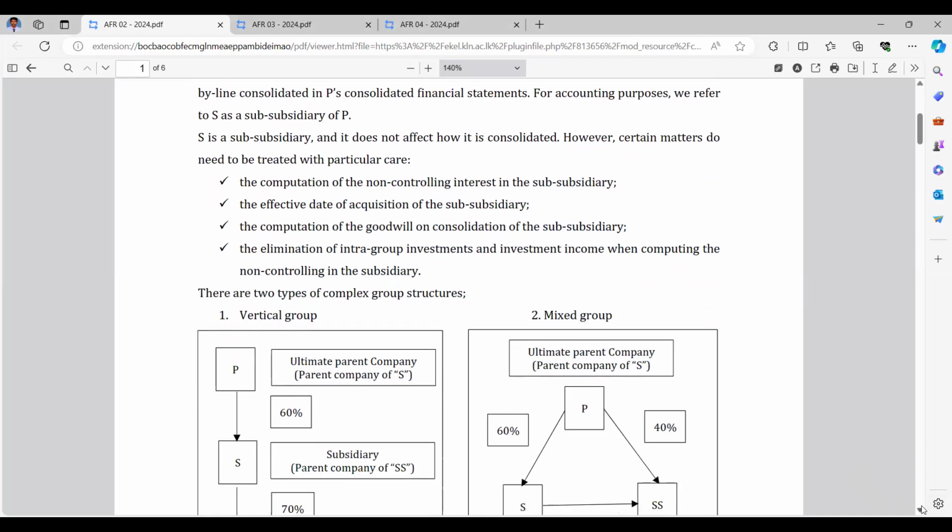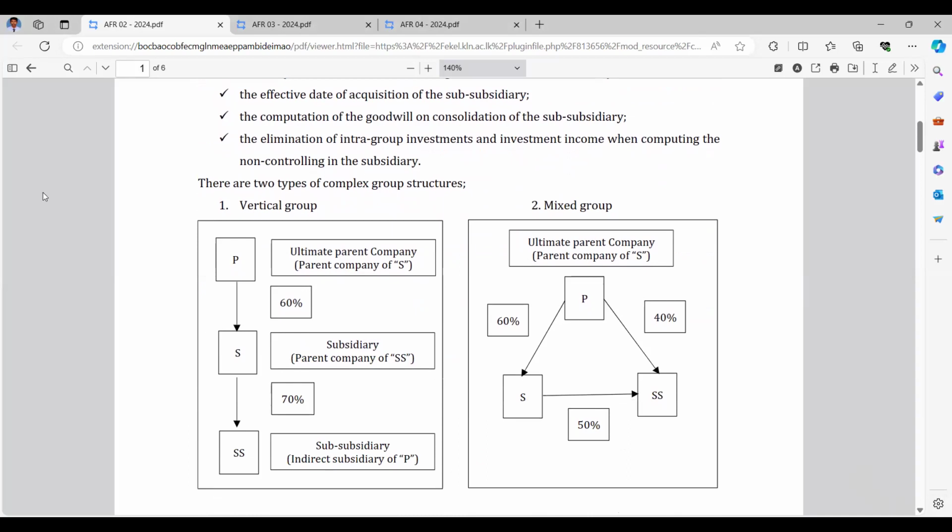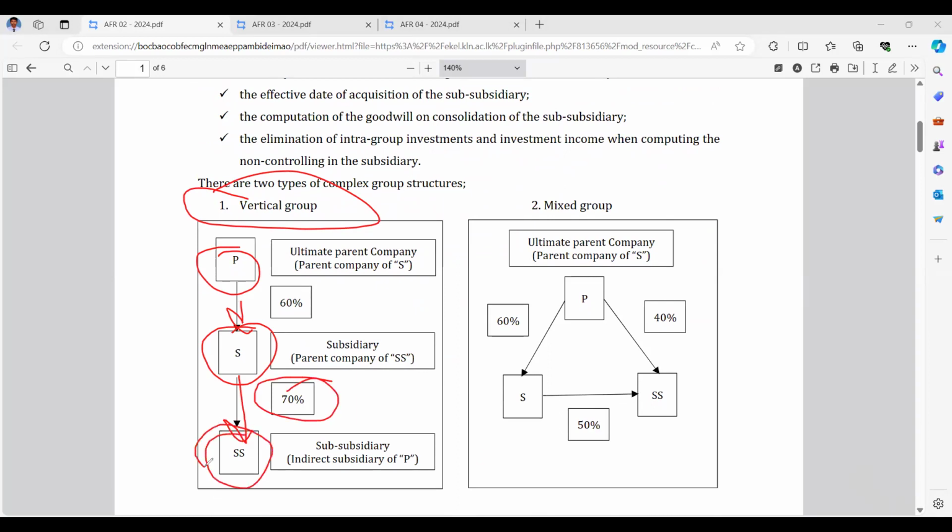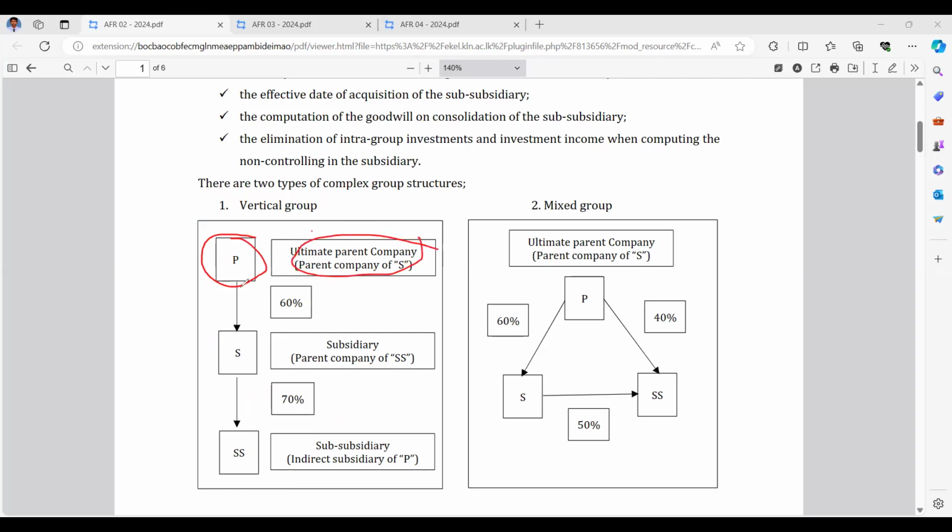There are two types of complex group. Firstly, we identify the vertical group. In a vertical group, the parent has 60% ownership of the subsidiary, and the subsidiary owns 70% of SS. In such a scenario, we call this a vertical group structure. Let's look at this picture very carefully. You can see the ultimate parent is P. It owns 60% of S. This is a subsidiary from the point of view of the parent, and S in return owns 70% of SS. This is an indirect subsidiary of P.